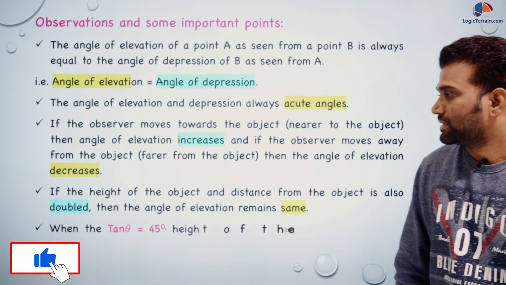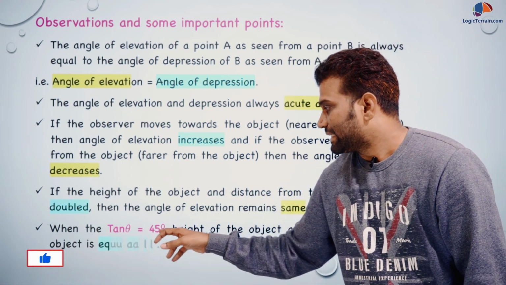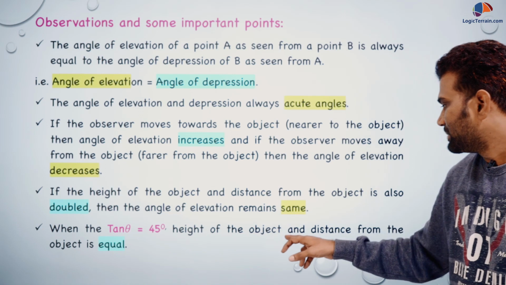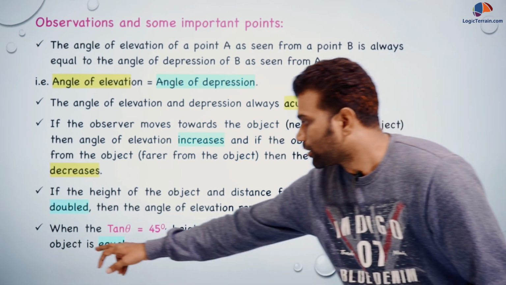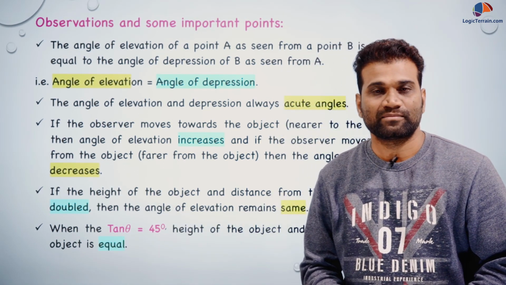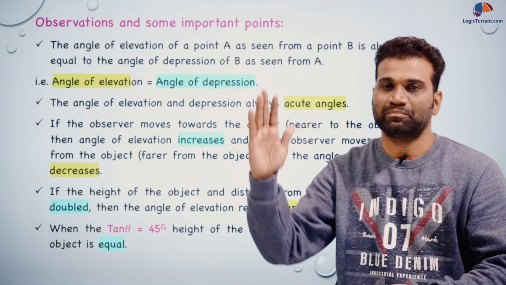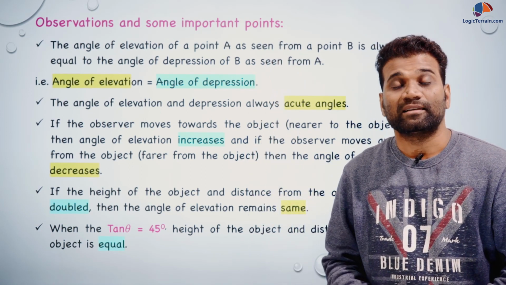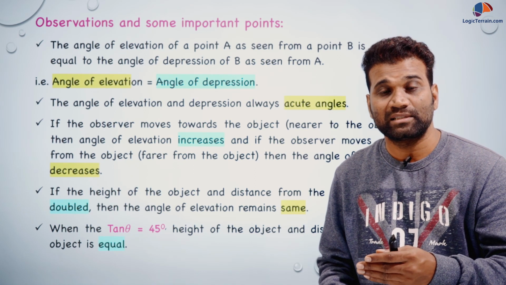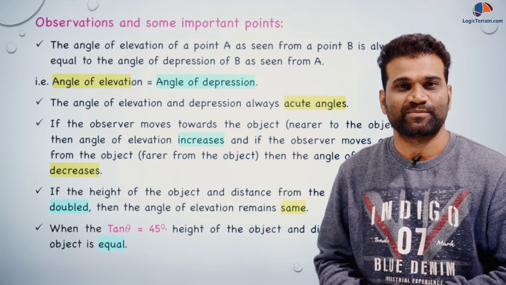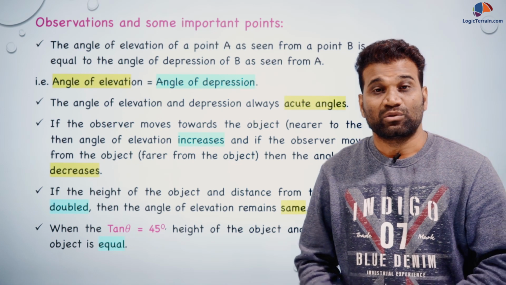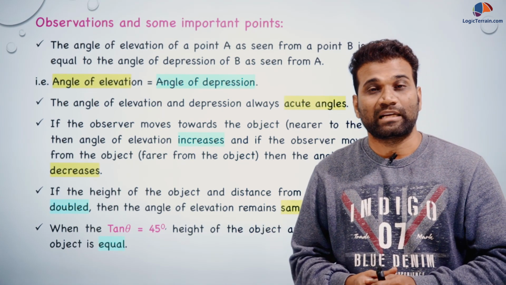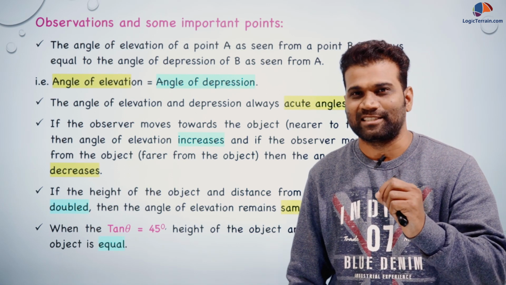And finally, when theta is equal to 45 degrees, the height of the object and the distance from the object are equal, which means base and perpendicular must be equal, since it is an isosceles right angle triangle. Clear? So I hope you have understood the entire chapter and now you have mastered it, right?